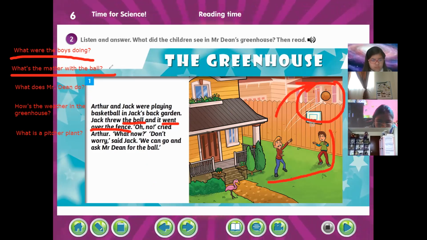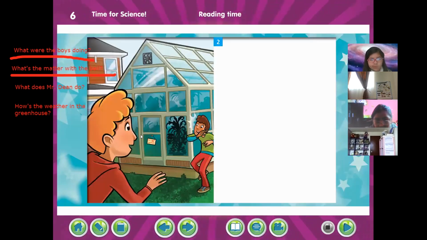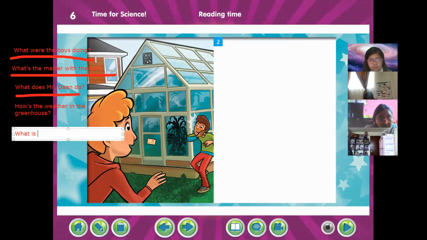Okay? Good. So the children, not the boys, they went to Mr. Dean's house. What does Mr. Dean do? Who can tell me? The number 3. What does Mr. Dean do? Tell me, Fabricio. Teacher, is a scientist. Oh, very good. Yes. He is a scientist. Okay, good.